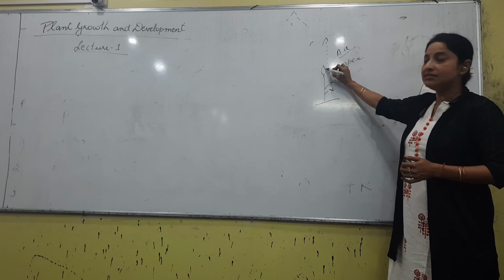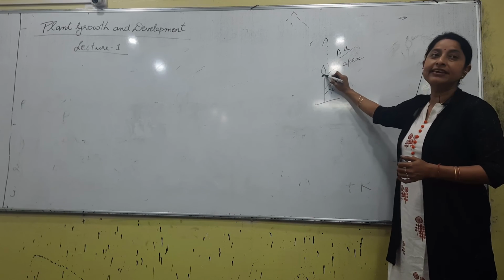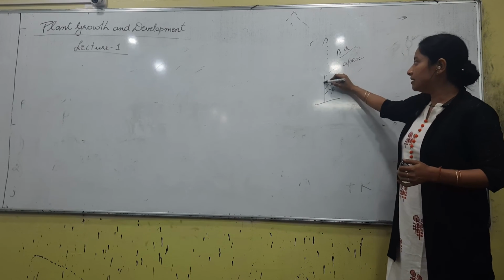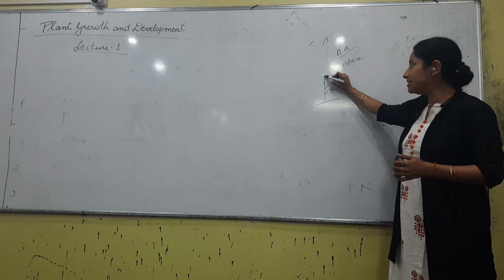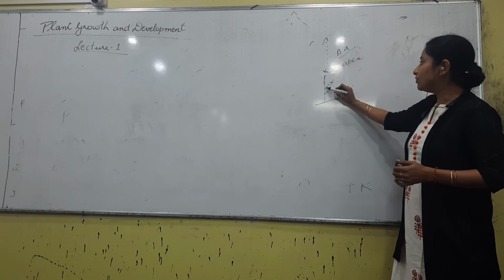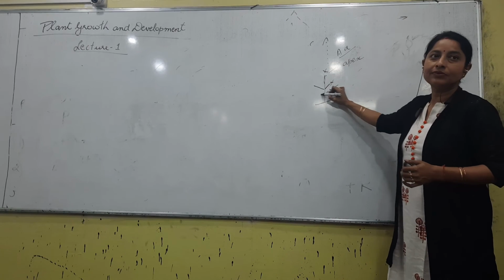Why is it dominant? Because it has auxin here. If you remove this source, auxin is absent. Auxin is absent, so this part will not grow further, right? Then the growth will start from this part, right?